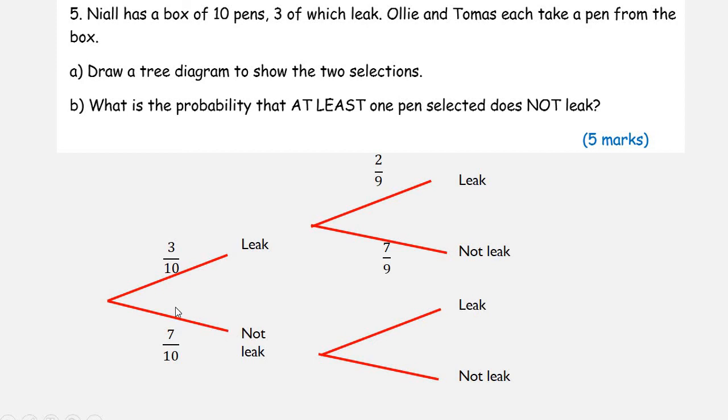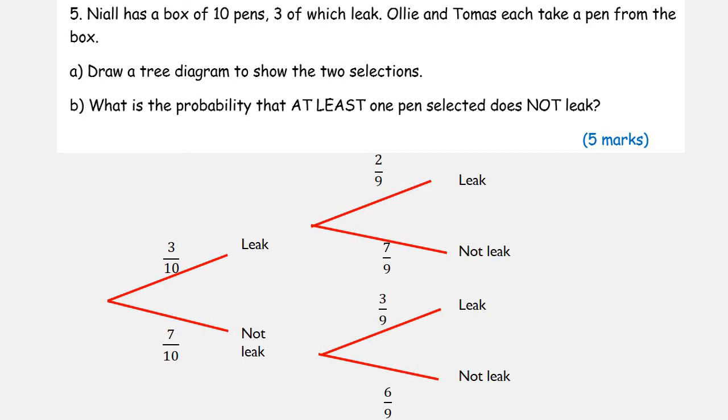We go down to our not leak. If the first one doesn't leak, there's still 3 that do leak out of 9 pens left in the box. And if the first pen doesn't leak, there is now 6 pens that don't leak left out of 9, so it's 6/9. Okay, so this kind of probability tree diagram applies when you're not replacing the item. If they took a pen out and put it back, and then the second one took a pen out, the probability would stay the same. But Ollie's taking a pen out, Thomas is taking a pen out. So at one point there's only 9 pens left in the box when one of them takes it out.